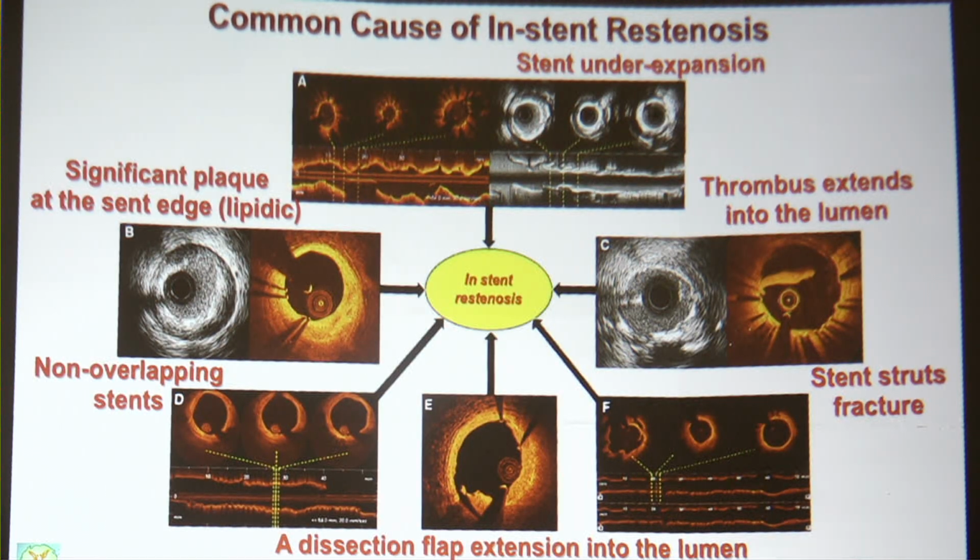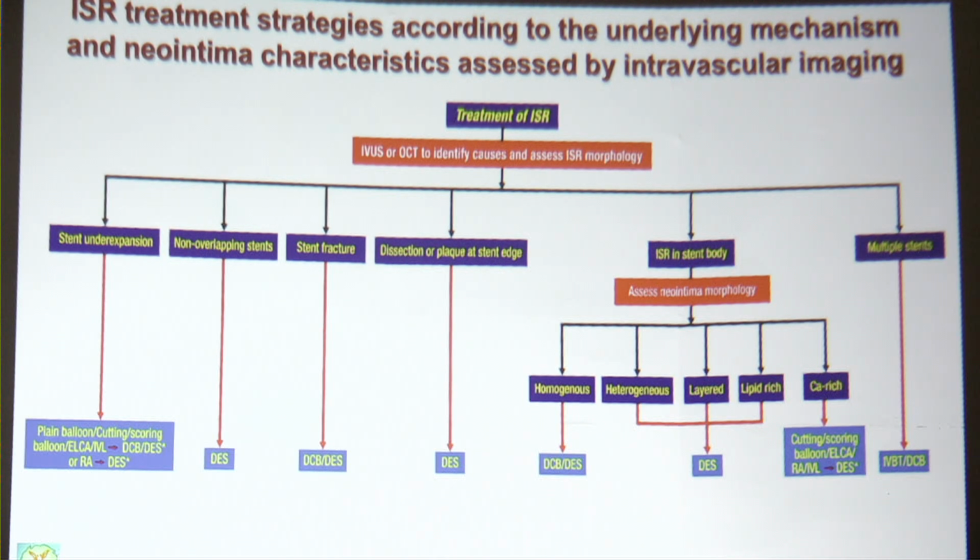And the cause of in-stent stenosis is very similar to that of subacute or acute thrombosis. Under-expansion is the main cause of in-stent stenosis, and plaque is another cause. If there is a big plaque, more than 50%, and lipidic, you may often have edge stenosis, and dissection or flap may be another cause. You may speculate on how to treat the in-stent stenosis.